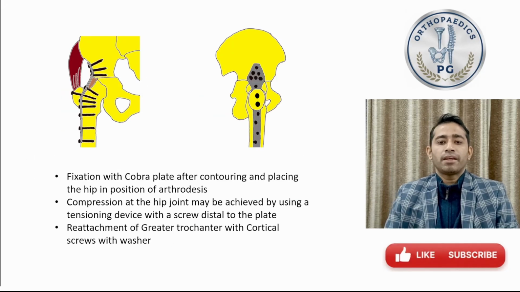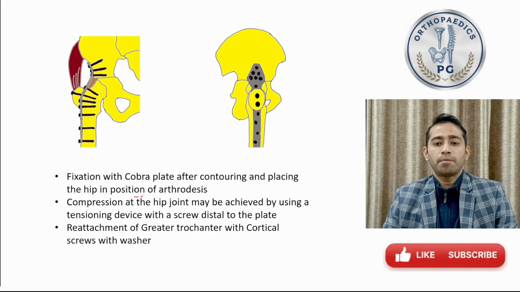This is followed by fixation with a Cobra plate after contouring and placing the hip in the desired position of arthrodesis. Additional compression may be achieved by using a tensioning device distal to the distal part of the construct. This is followed by closure of the hip capsule and reattachment of the greater trochanter.